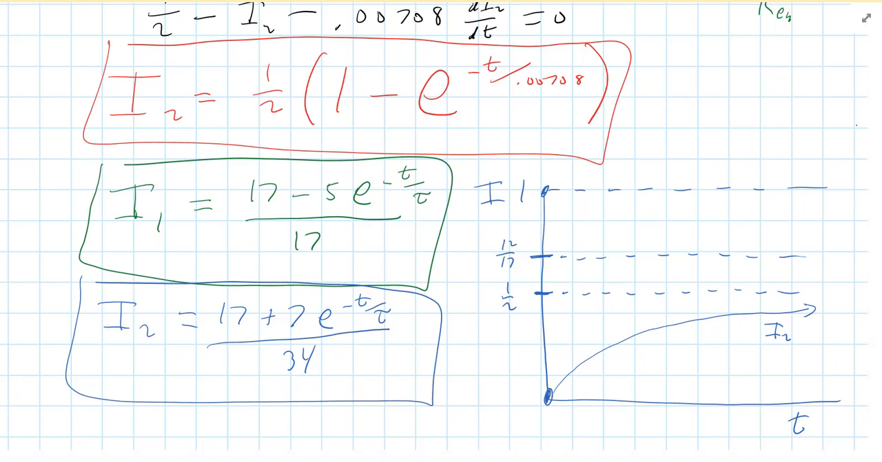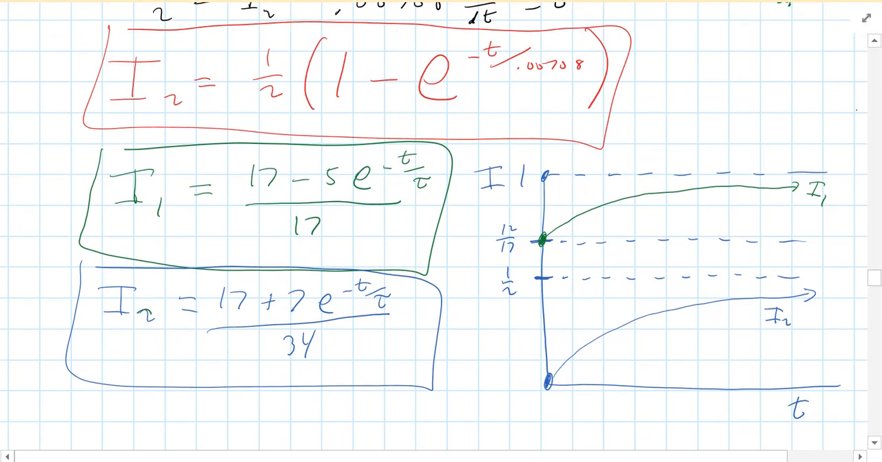I1 starts off at 12/17, so right there, and that grows to 1. So it looks like that. So that would be I1. I3, oh, and I'm sorry, this down here is supposed to be I3. I apologize for that. Please make that an I3. All right, I3 also starts off at 12/17, but it tends toward a half, like so. Okay, so that's your I3.